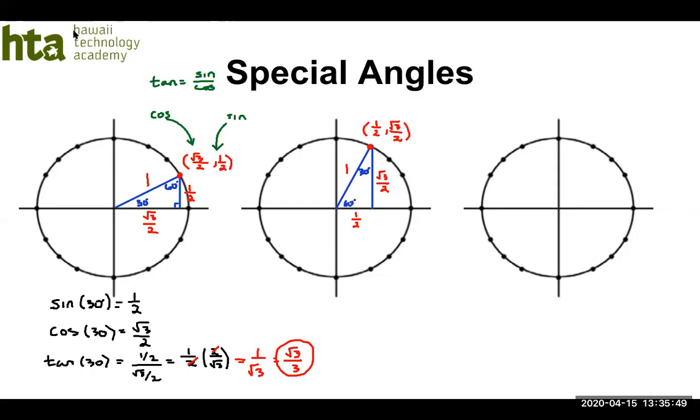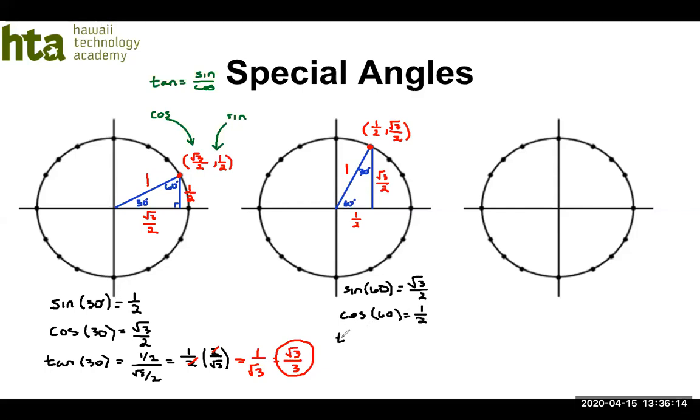So let's answer the questions here of what is the sine of 60 and the cosine of 60. All right, well, the sine of 60, remember the sine is the y coordinate of the point on the circle. So that's rad 3 over 2. Cosine of 60 is the x coordinate of that point on the circle, which is 1/2.